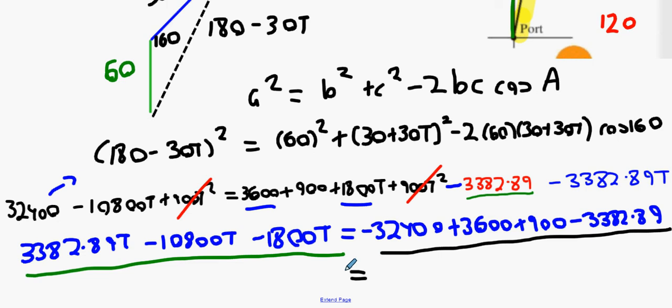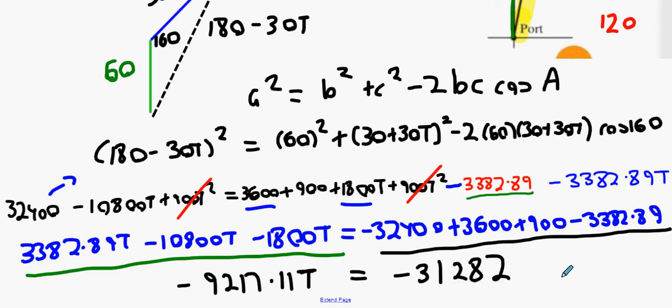What do you get? Minus 9,217.11 T, yeah? The other side, lads? You said it's 18,400, yeah? Minus 32,400. Actually, it's minus 31,298. I'll double check. Yeah. It's just because maybe he has different. Alright. Do you get that?